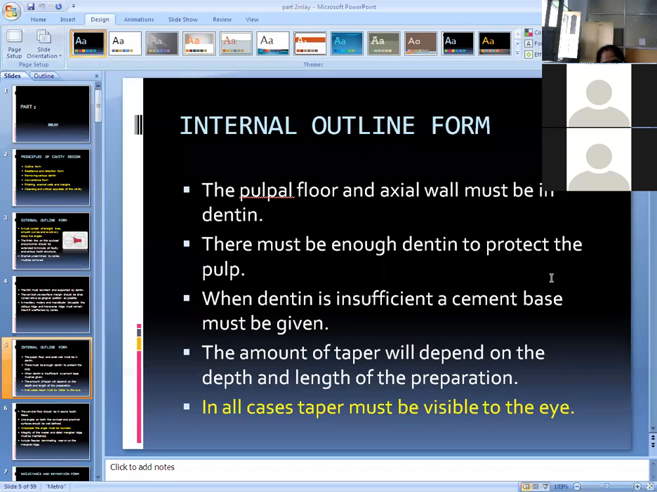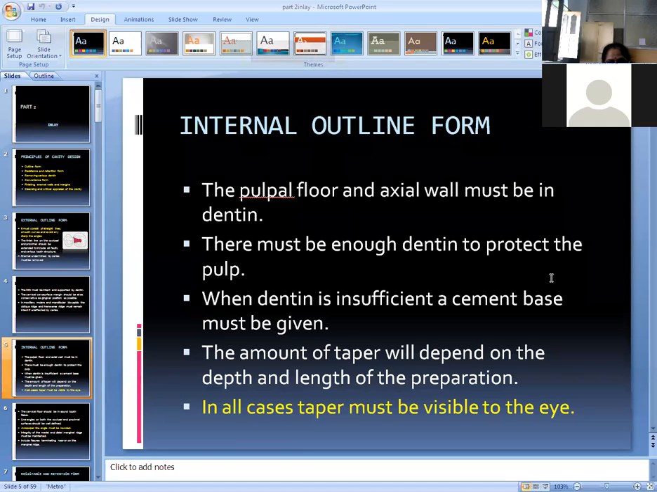For the inlay preparation, because there's a path of insertion and path of removal, it should be easy. In this internal outline form, the principles you have to follow are that your pulpal floor and axial wall should be in the dentine. As we know, the DEJ should also be supported with dentine. This relative dentine thickness is a very important thing, so that there is enough dentine to protect the pulp.